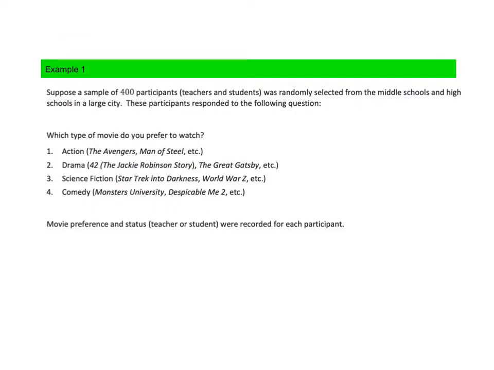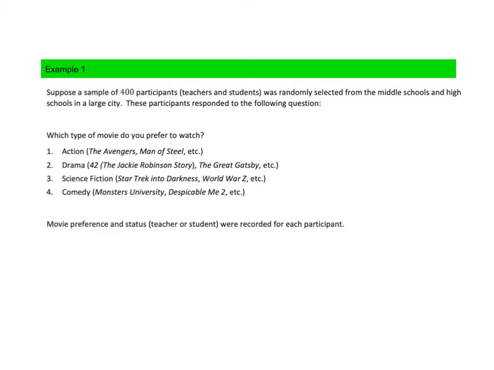All right, for example one, you're just going to do this one with me. Here is our situation. It says a sample of 400 participants, so 400 people were surveyed, made up of teachers and students, was randomly selected from the middle schools and high schools in a large city. These participants responded to the following question: which type of movie do you prefer to watch? 1, action movies, 2, drama, 3, science fiction, or 4, comedy. Movie preference and status, which is whether this is a teacher or a student, were recorded for each participant.